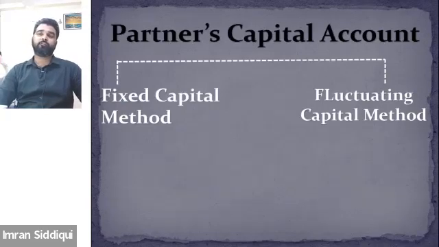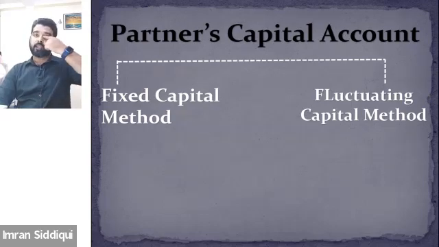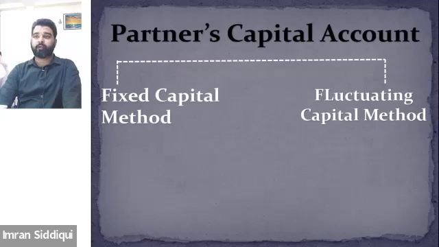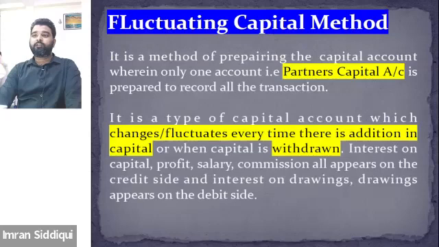See, as far as the formation of the partners capital account is concerned, partners capital account can be formed by following two methods. We have two methods for the formation of the capital account of the partners. One is called the fixed capital method and the other is called the fluctuating capital method. Under fluctuating capital method, we are required to prepare one account only, which is called partners capital account.